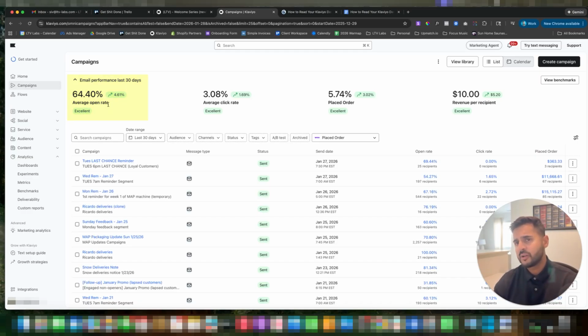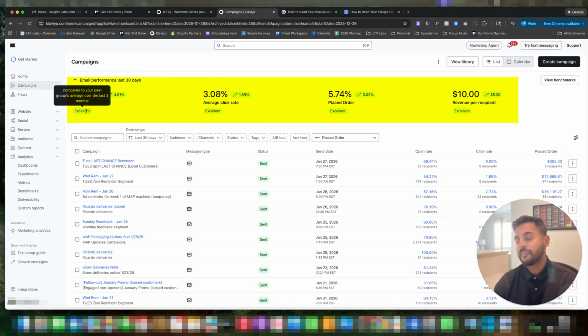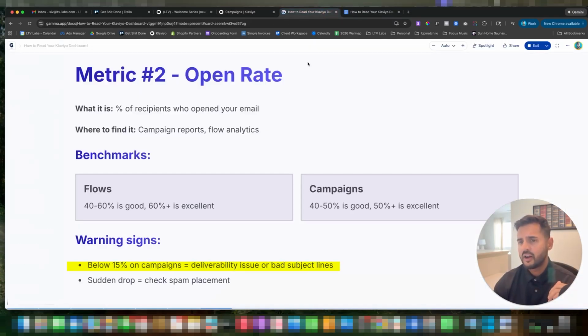And you can actually see as well, through all these metrics, Klaviyo tells you how you are doing compared to your competitors and other people in your industry. So this is compared to your peer group's average over the last 3 months. In this case, it's considered excellent. Klaviyo has different reporting levels. For example, it could be poor, it could be good, it could be excellent, things like that. So this is what you also want to pay attention to. But the main thing is the actual percentage itself. So 40 to 50% open rates is what you want to aim for on your campaigns.